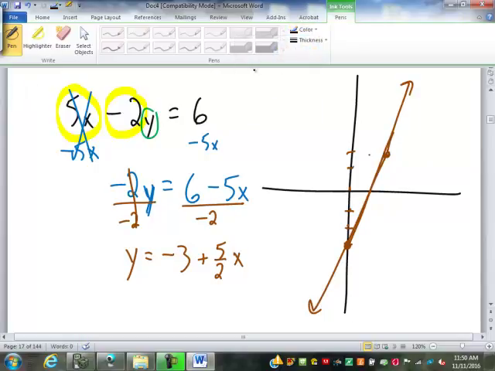Now, an alternative way of thinking of this slope, 5/2, is how far you go up or down for every unit you go over. So you could think of it as going over 1, up 2.5, over 1, up 2.5, over 1, up 2.5. 5/2 of a shot.